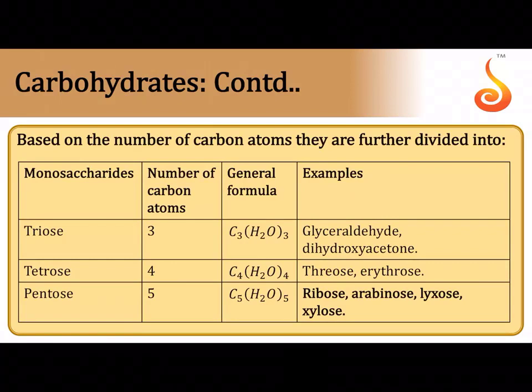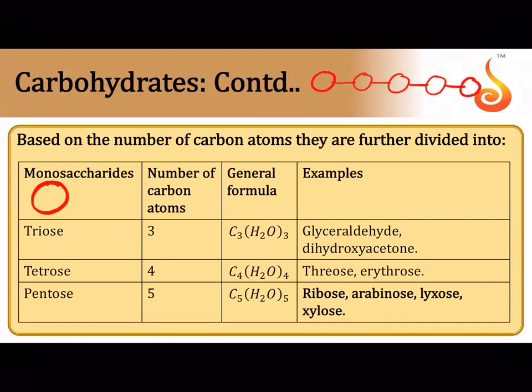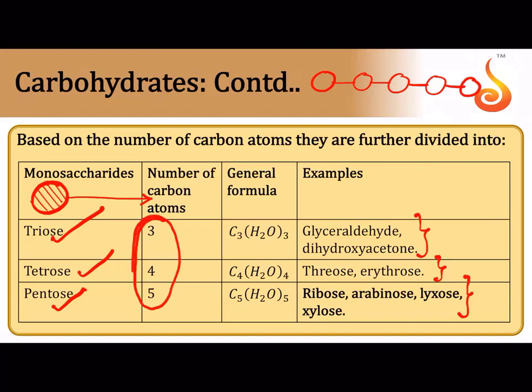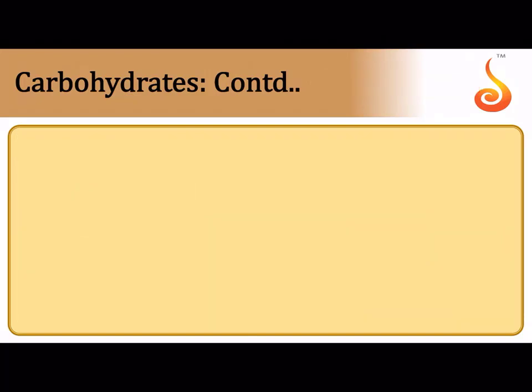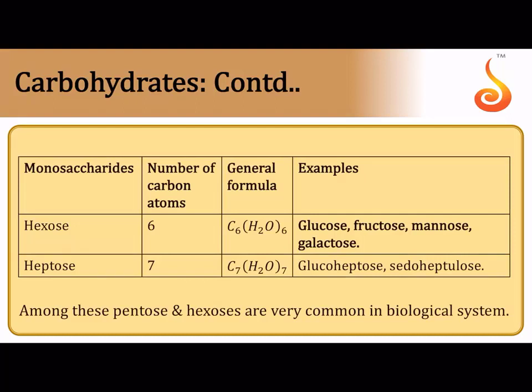Monosaccharide is one single bead. If you consider a carbohydrate molecule as a beaded chain, then one single bead is referred to as a monosaccharide, and this monosaccharide is classified depending on the number of carbon atoms into trioses, example glyceraldehyde and dihydroxyacetone; tetroses, example threose and erythrose; pentoses, example ribose, arabinose, lyxose and xylose. So basically all of you remember the classification is based on the number of carbon atoms. And then we have hexose and heptose.